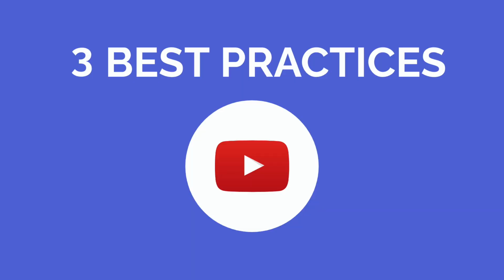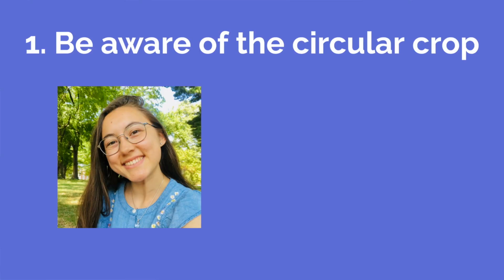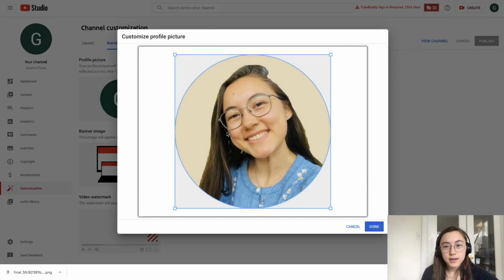Before we jump into actually creating the profile picture, I wanted to just go over a few best practices for YouTube profile pictures. The first one is that you need to be aware of the circular crop. You upload a square image to YouTube, but it automatically will make it a circle. So making sure that you're staying within a circle when you're creating your profile picture is crucial so that everything fits when you're actually uploading it.